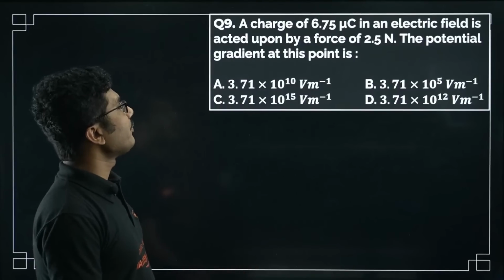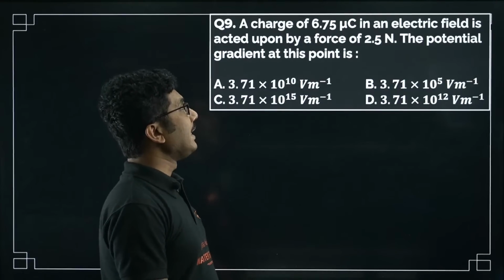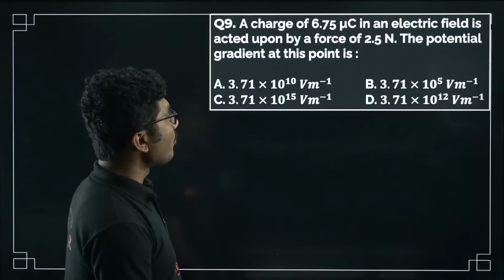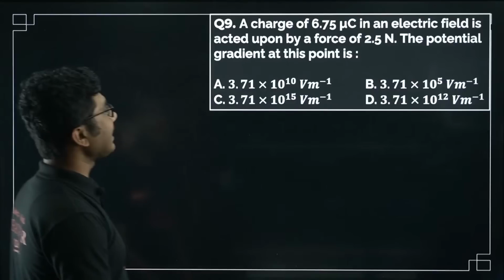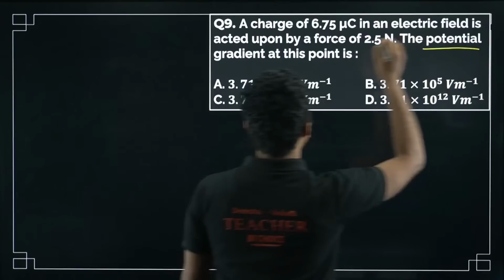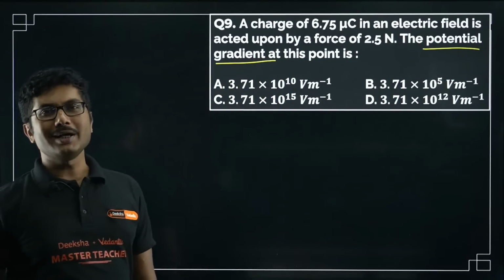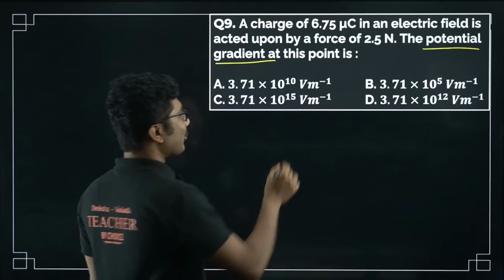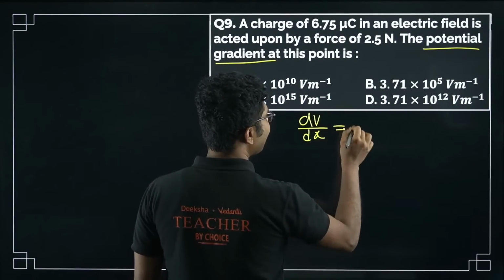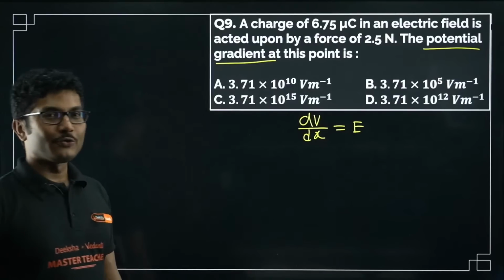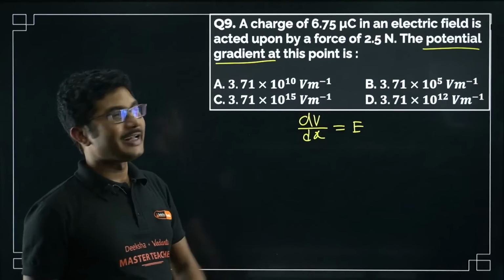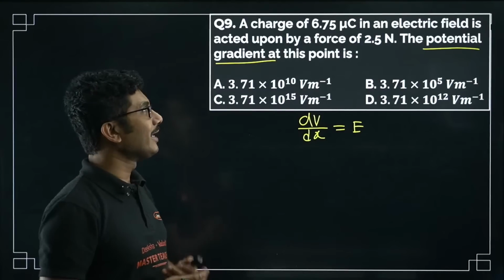Okay, a charge of 6.75 microcoulomb in an electric field is acted upon by a force of 2.5 Newton. The potential gradient at this point is, what is the meaning of potential gradient? Potential gradient is nothing but electric field. Okay, so potential gradient means dV by dx, which is nothing but electric field. So you are going to find electric field, so they just changed the name to potential gradient, and now you are thinking what is potential gradient, how to calculate it.